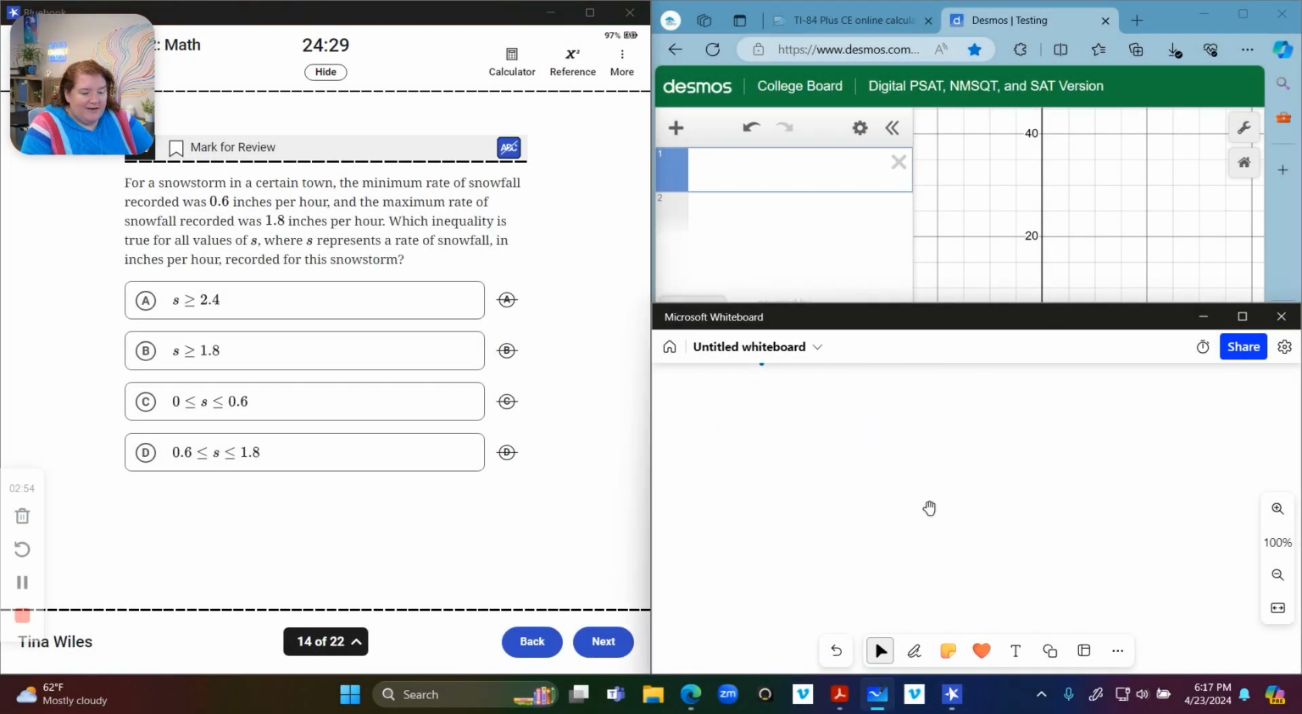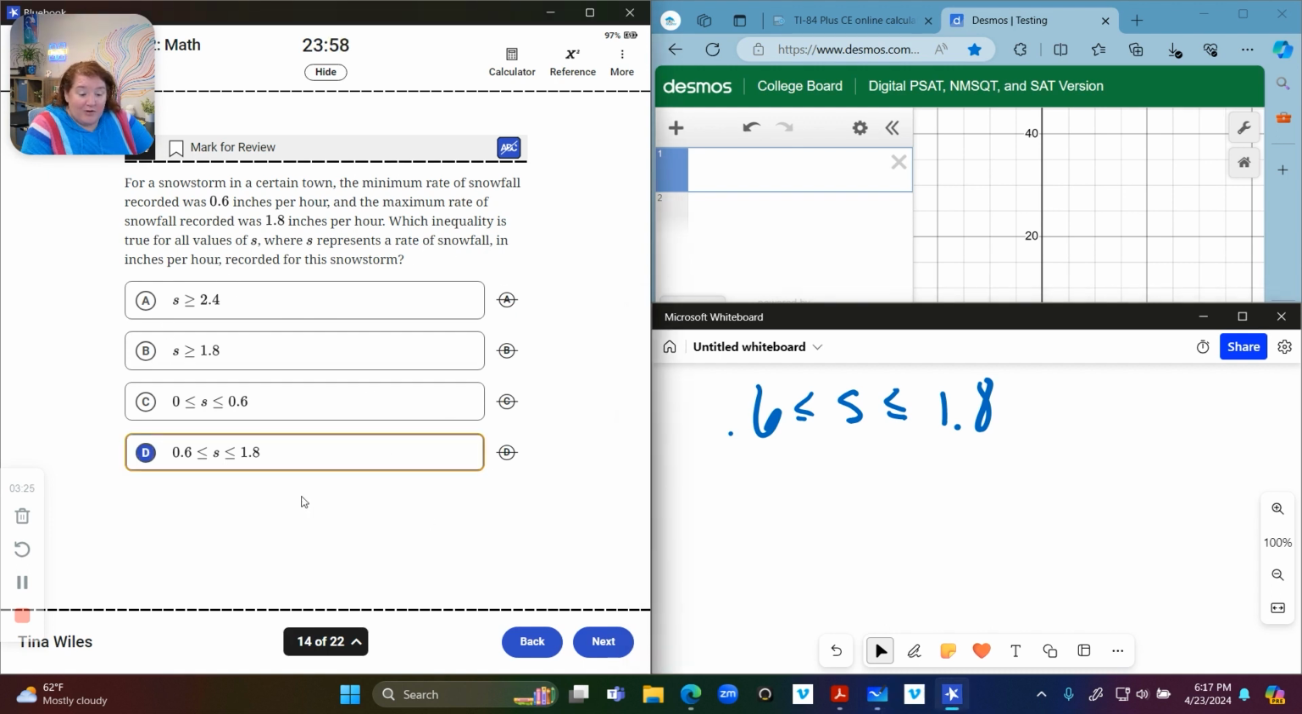Number 14, for a snowstorm in a certain town, the minimum rate of snowfall recorded was 0.6 inches per hour. The maximum was 1.8 inches per hour. Which inequality is true for all values of S, where S represents the rate of snowfall? So it's going to be, S is in the middle here. The smallest it got was 0.6 and the largest it got was 1.8. So the inequality is going to say that the amount of snowfall is between those two values.